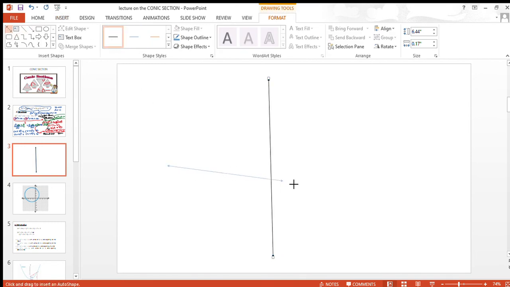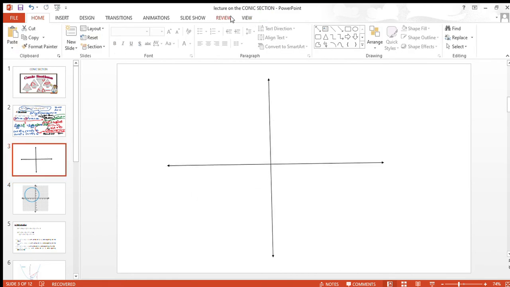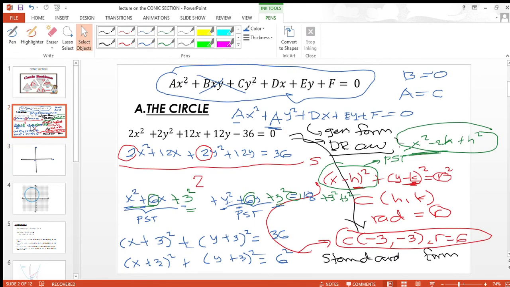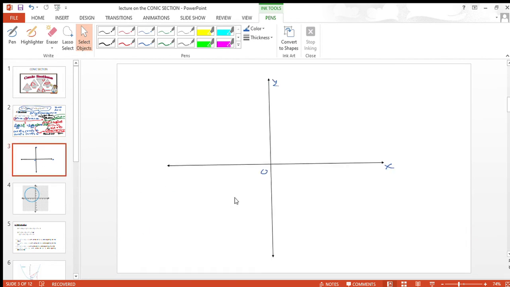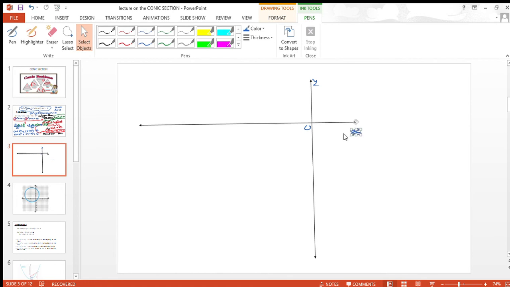Okay, so let's draw this Cartesian plane. We have our Cartesian plane here. This is our abscissa x. This is our ordinate y. This is our origin. And then, again, the location is minus 3, 3. Minus 3, 3. Let me adjust this. Minus 3, 3. Okay, minus 3, 3. So let's complete our diagram now.